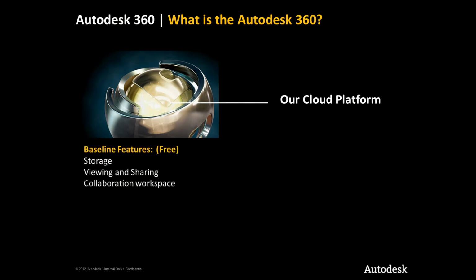So it has some baseline features. These are all free to all of you that use our software. Storage, as I mentioned, you all get storage space. If you're a subscription account holder, you get 25 gigs of storage space. If you're not on subscription, you get 3. Viewing and sharing of those files, being able to actually get a Revit model published out there or AutoCAD files out there and be able to look at them and share them in real time, and then that collaboration workspace.